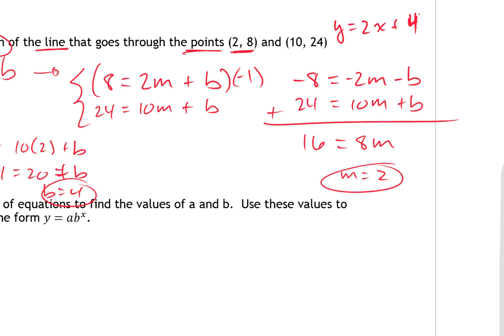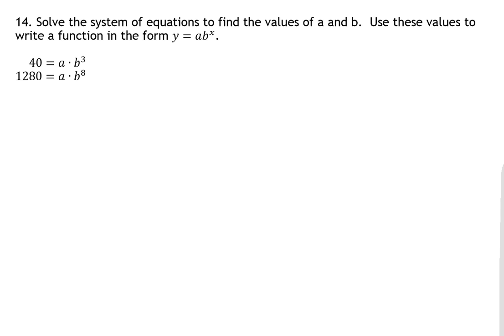So the last question, basically, we've got this set up here. I've got a system, quote unquote, of exponential equations. If I look at this first one, it has a start value of 40 and a multiplier, and when x is 3, you get 40, and here when x is 8, you get 1280. So that's basically plugging those in. It's all set up. Now, can we solve this system?